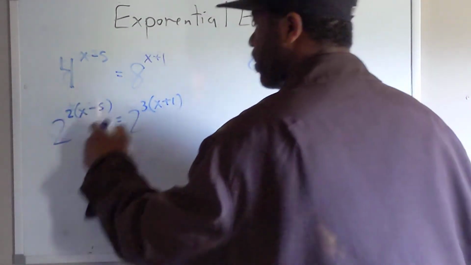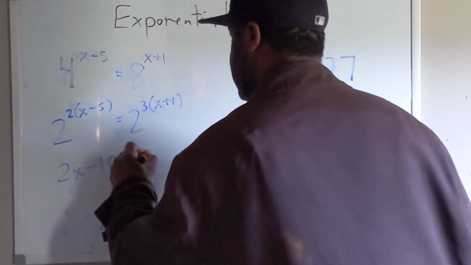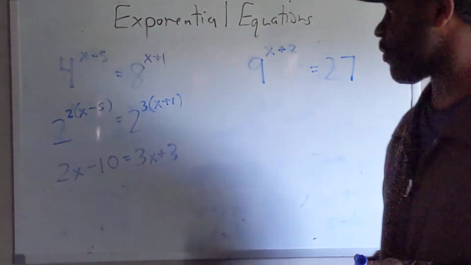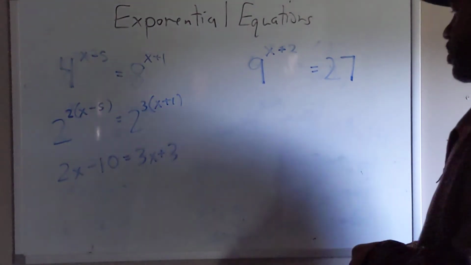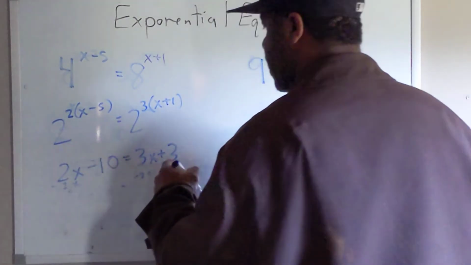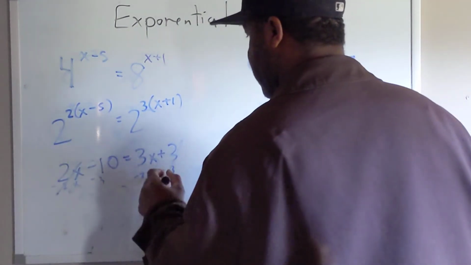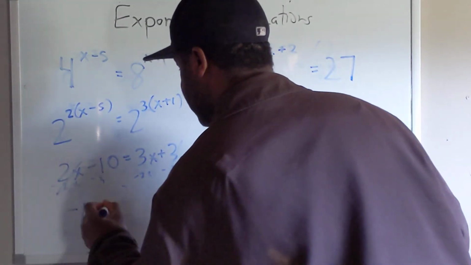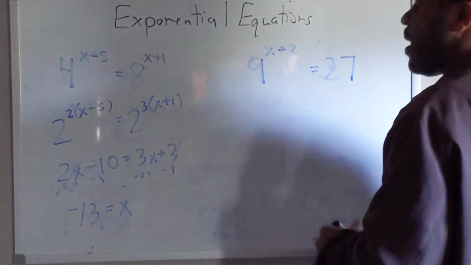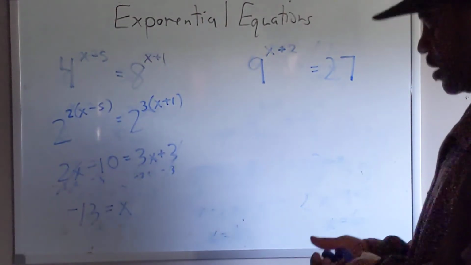Now, I'm going to multiply this up here. That's 2x minus 10, which is equal to 3x plus 3. I use the distributive property here. Okay, now, I'm going to subtract my 2x from both sides. And I'm going to subtract my 3 from both sides. All right, that cancels. That cancels. I have negative 13, and 3x minus 2x gives us x. I simply got my x's on one side of the equation and my constants on one side.